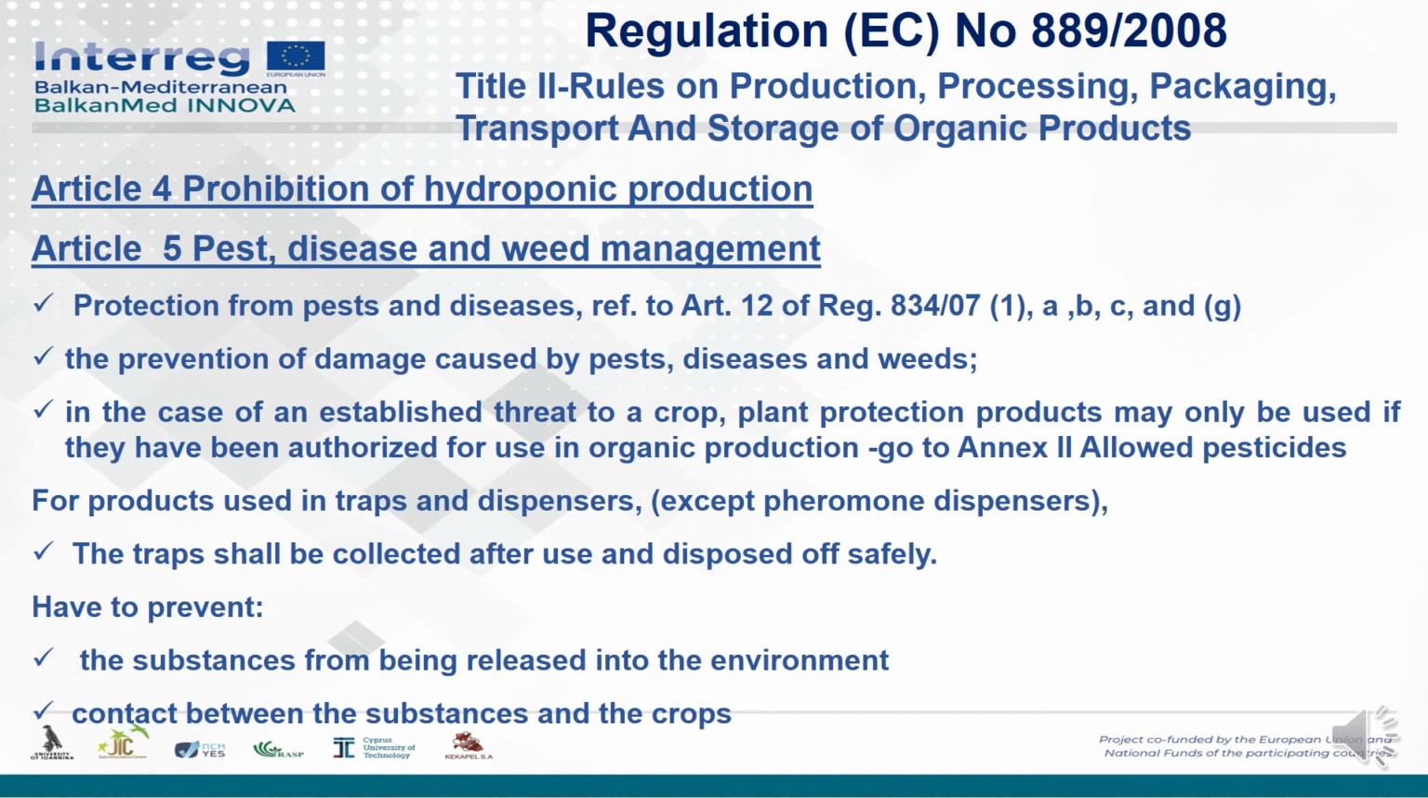The protection from pests and diseases here refers again to Article 12 of Regulation 834 of 2007, paragraph 1, points A, B, C, and G. So the protection is mainly based on prevention, the prevention of damage caused by pests, diseases, and weeds. In the case of an established threat to a crop, plant protection products may only be used if they have been authorized for use in organic production. So we have to go to Annex 2, which lists the allowed pesticides, but they are not really pesticides.